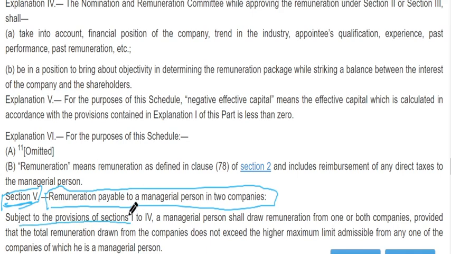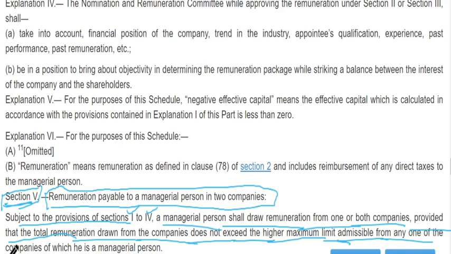Subject to the provisions of sections 1 to 4, a managerial person shall draw remuneration from one or both companies, provided that the total remuneration drawn from the companies does not exceed the higher maximum limit admissible from any one of the companies of which he is a managerial person.